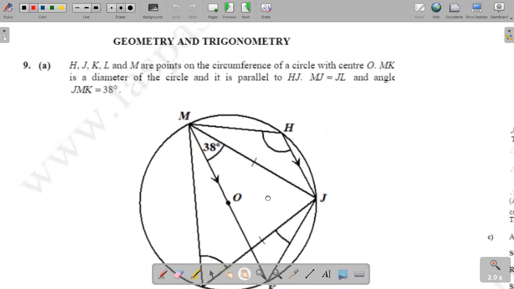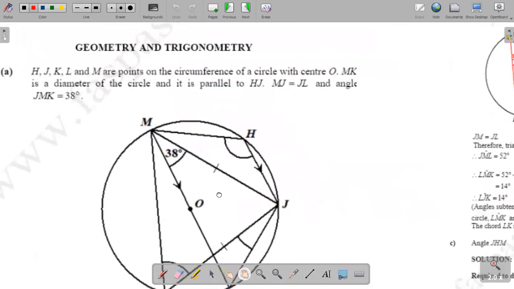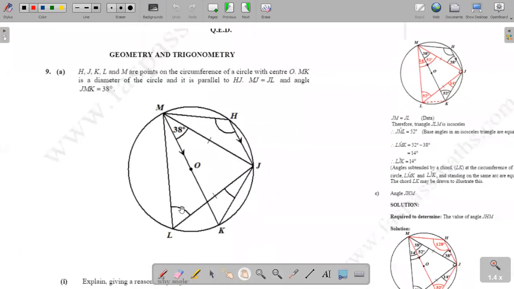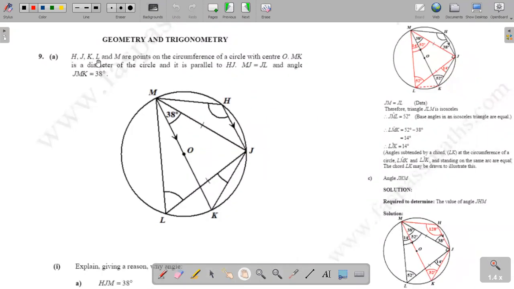Okay, so here is 2022 June, last year June exam. A lot of people did not do well in this exam, as we all know. So let's see how we can make sure we follow along, okay? It says H, J, K, L, and M are points on the circumference of a circle with center O. MK is the diameter. So you should already be picking up that if this is the diameter, we should have a triangle, which should be 90.